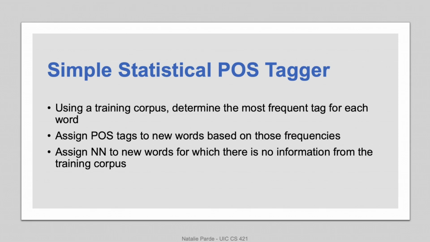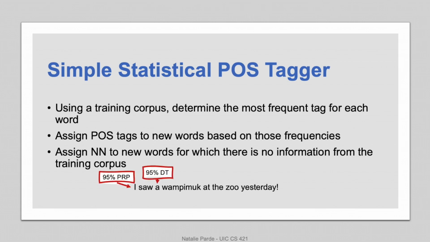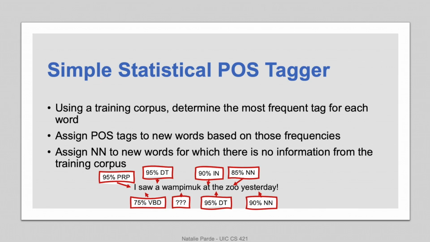A really simple statistical part-of-speech tagger could just work like what you see here. Using a training corpus, you could determine the most frequent tag for each word in a new test sample. You could then assign part-of-speech tags to the words in the new test sample based on those frequencies. For example, if I is used as a personal pronoun 95% of the time in the training corpus, you'd always predict that the word was a personal pronoun when you saw it.